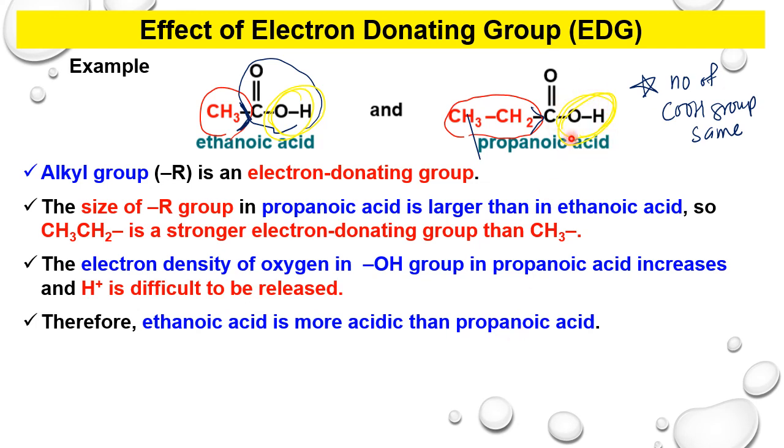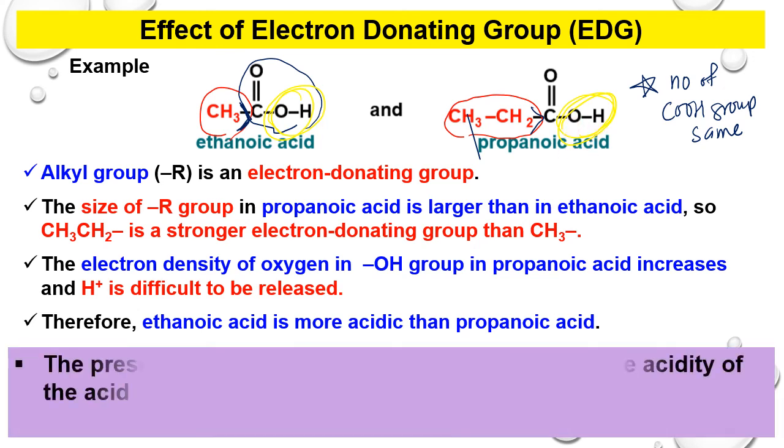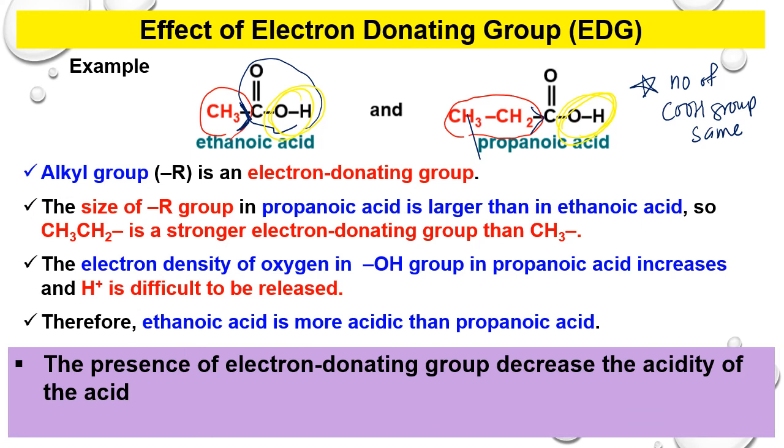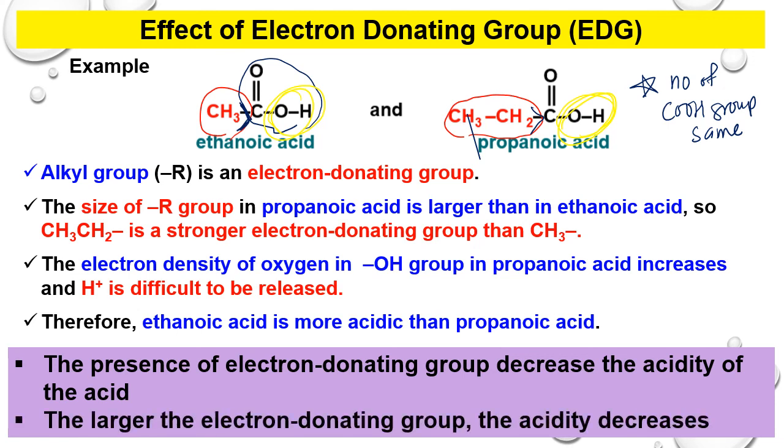Electron density kat sini tadi tinggi. Sebab alkyl group dia lagi besar. Maksudnya lagi panjang alkyl group awak, lagi banyak elektron yang dia boleh pump ke sini, yang dia boleh gerakkan untuk increase electron density over here. Lagi kuatlah tarikan antara oksigen dan hidrogen. Okay, jadi in conclusion, the presence of electron donating group will decrease the acidity of the acid, and the larger the electron donating group, the acidity of your carboxylic acid will decrease.